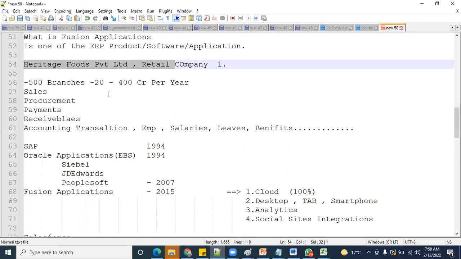If clients are using multiple applications, how can we exchange the data from one application to another application, nothing but one system to another system? How can we migrate? This is called integrations.